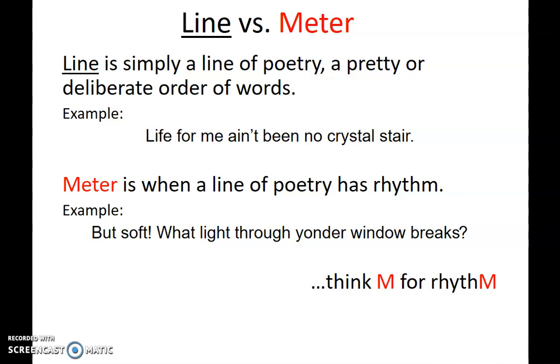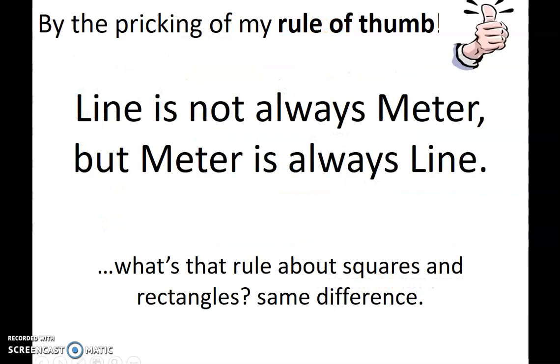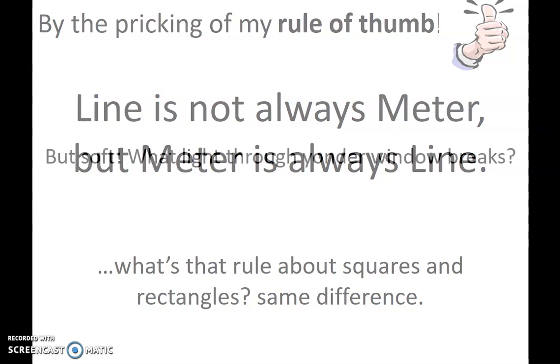That's a line from Romeo and Juliet. Why would we have a rhythm in lines from a play? Well, it helped the actors and actresses remember the lines. So here is a rule. By the pricking of my rule of thumb, line is not always meter, but meter is always line. What's that rule about squares and rectangles and math? It's the same difference. This is just for poetry.